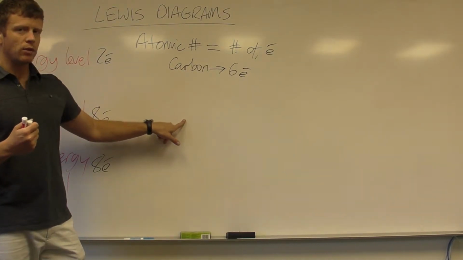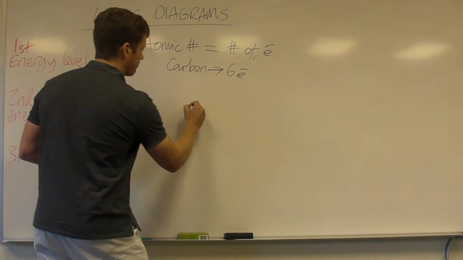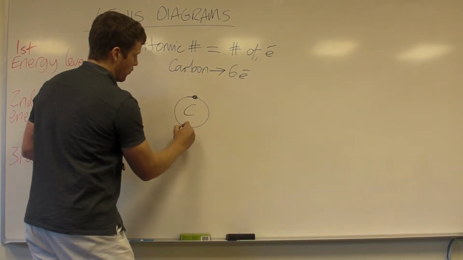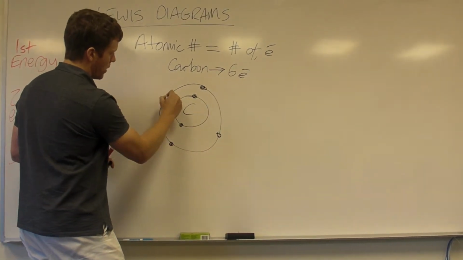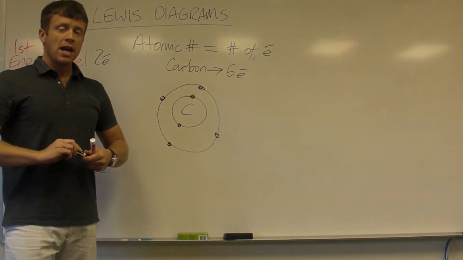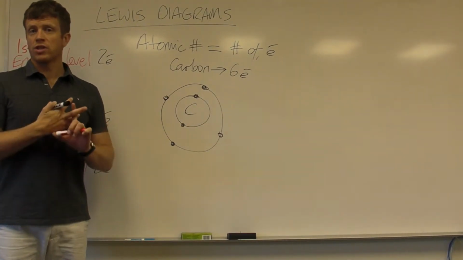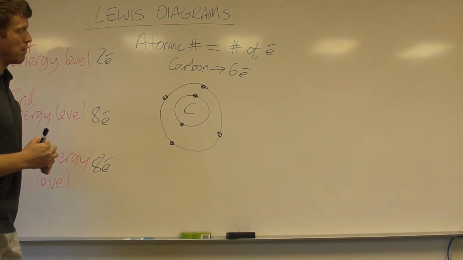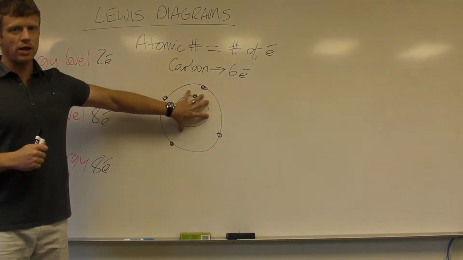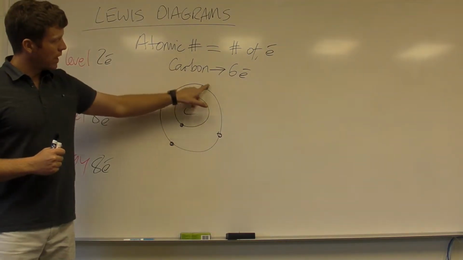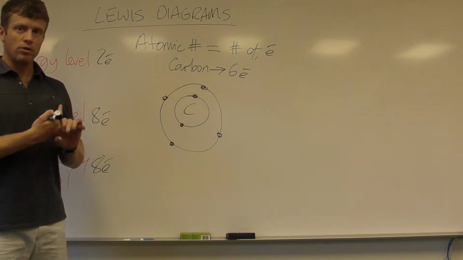But the inner energy level was completely full. So once an energy level's full, let's redraw it. Once an energy level is full, it's very stable. And what atoms are trying to do is complete energy levels. And they can do that in a different number of ways. Sharing electrons, giving electrons away, or receiving electrons, and we'll learn more about that. That's all about bonding. But you can see this energy level is full, so that isn't really directly involved in bonding. It's these 4 electrons that carbon is trying to lose, or gain, or share.